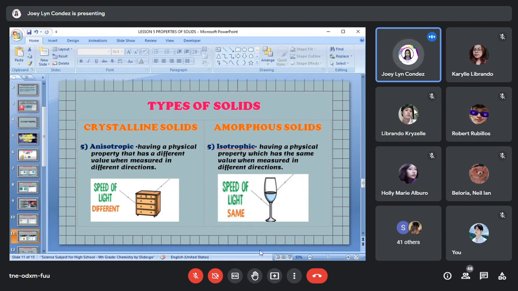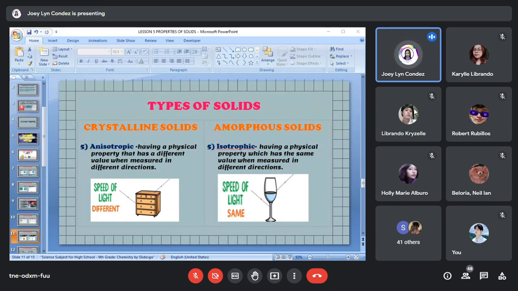Okay, so let's have here, everyone. So crystalline solids, again, they are anisotropic. When we say anisotropic, meaning these are substances that have a physical property that has a different value when measured in different directions. Okay, so different values in different directions. For example, we have here the speed of light. What does it mean? Speed of light.